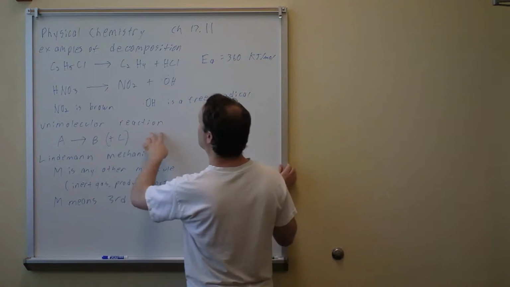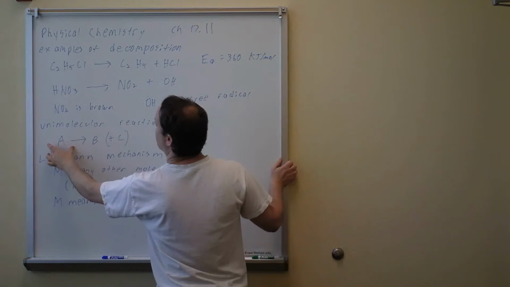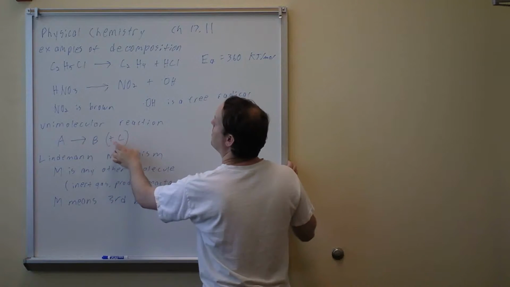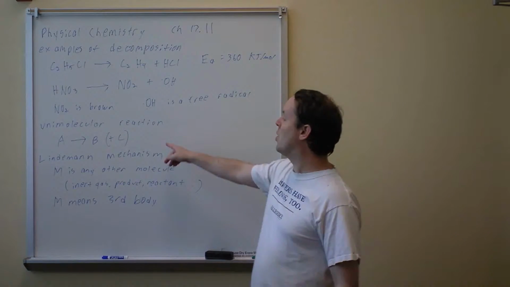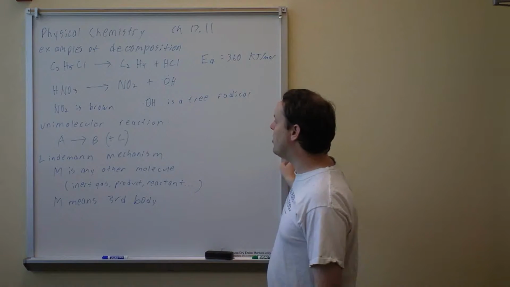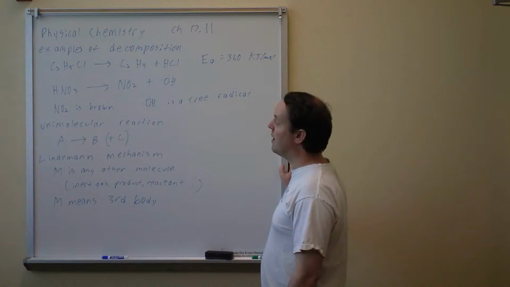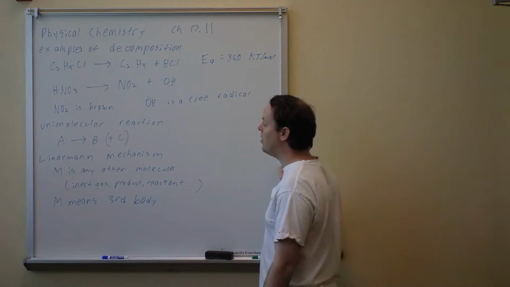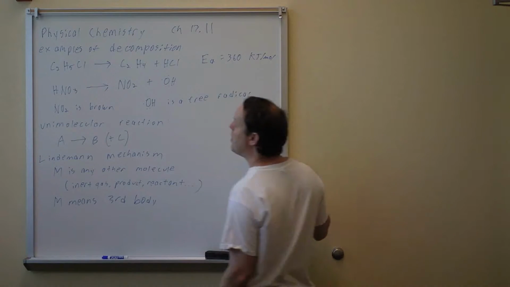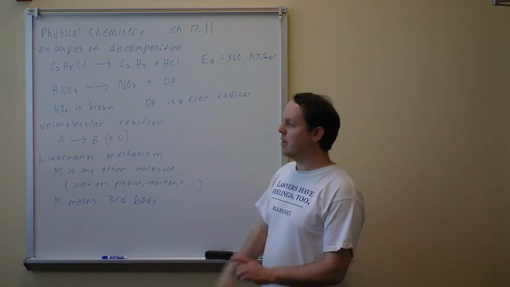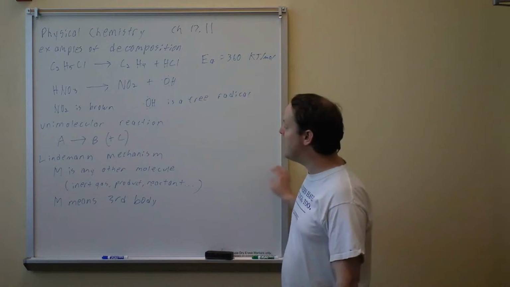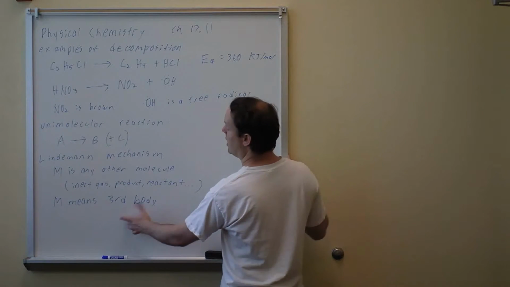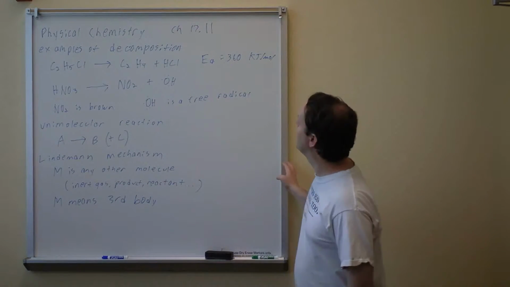Now, a unimolecular reaction would be any type where you just have A, the reactant, going to B, the product, and then possibly other products. You can have one or more products. Now let's talk about the Lindemann mechanism to explain how a unimolecular reaction is even possible. We're going to use the symbol capital M to mean any other molecule. It doesn't mean methane, doesn't mean metal. It could be anything. It could be an inert gas, product, reactant. It just means any third body.